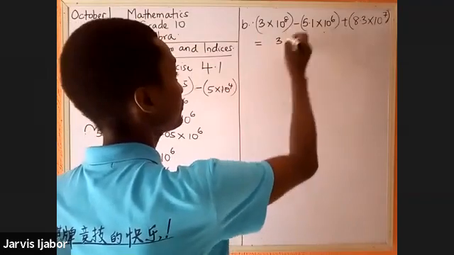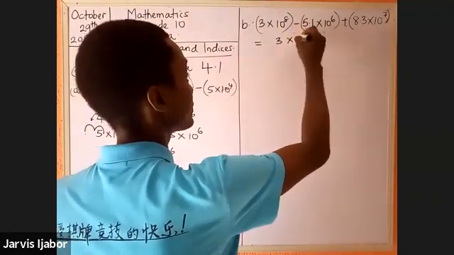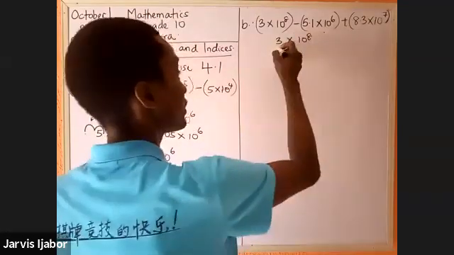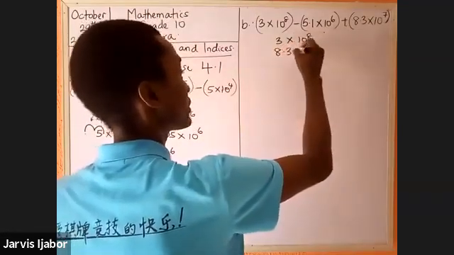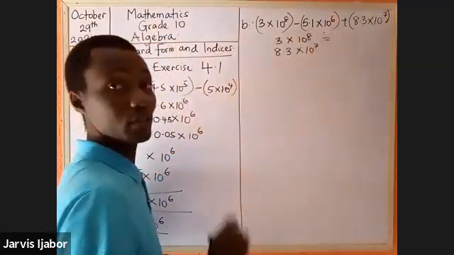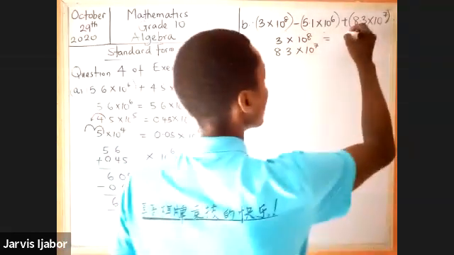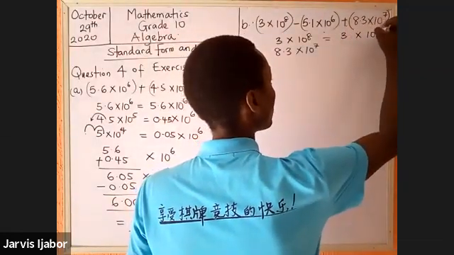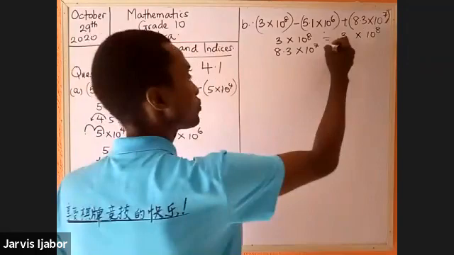3 times 10 raised to the power of 8. Then I'll bring this one, 8.3 times 10 raised to the power of 7. Now, my reference will be to the power of 8, because that's the highest power I can see. This will now be 3 times 10 raised to the power of what? 8. Now, I'm going to try to do this.